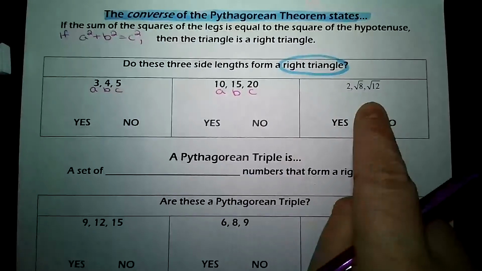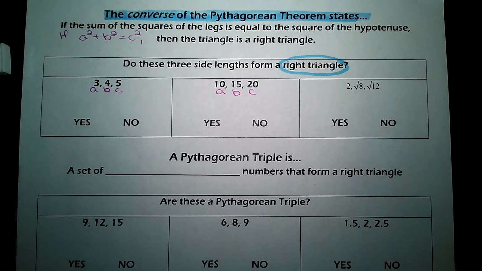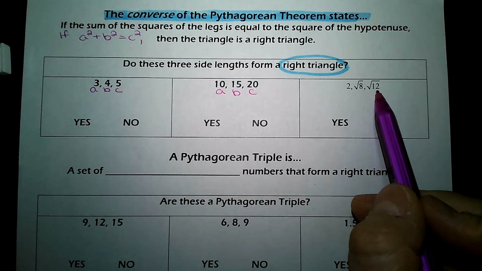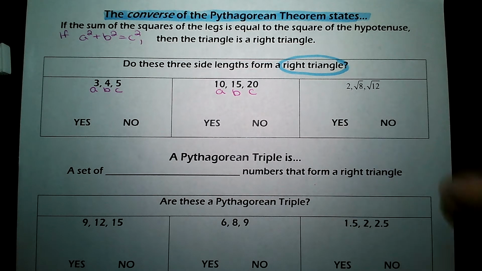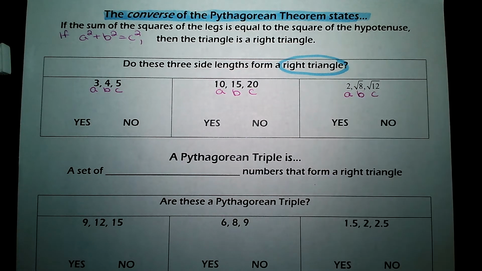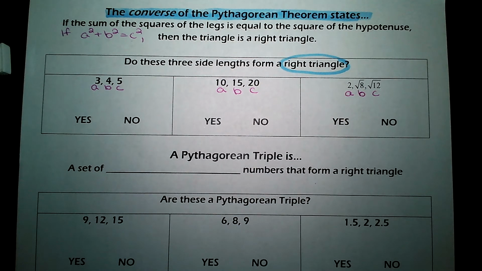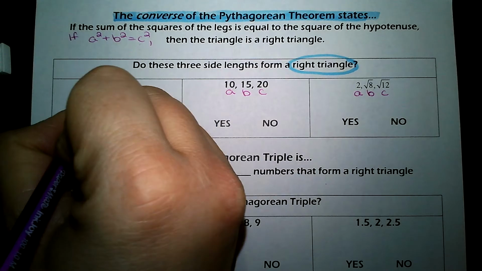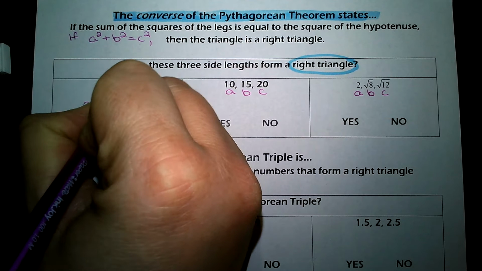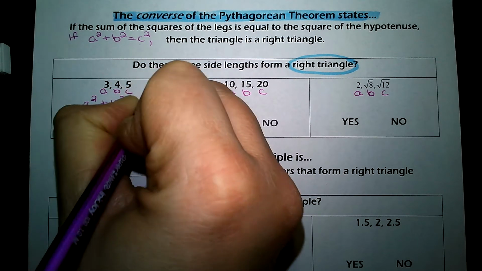All right, not sure what the square root of 12 is, but I know that the square root of 9 is 3, so 12 is bigger than 9, so I know that's going to be the biggest. All right, so I've labeled A, B, and C. So here's what I'm trying to discover. Is 3 squared plus 4 squared equal to 5 squared? That's the question.